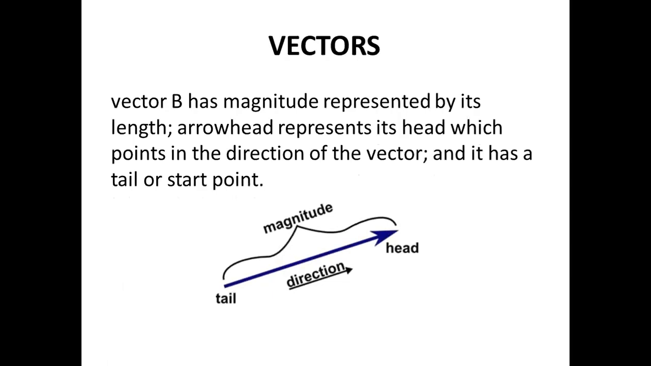Now let's represent vectors. Usually vectors are represented with arrows. Let's read this. Vector B has a magnitude represented by its length. The arrowhead represents its head, which points in the direction of the vector, and it has a tail or start point.